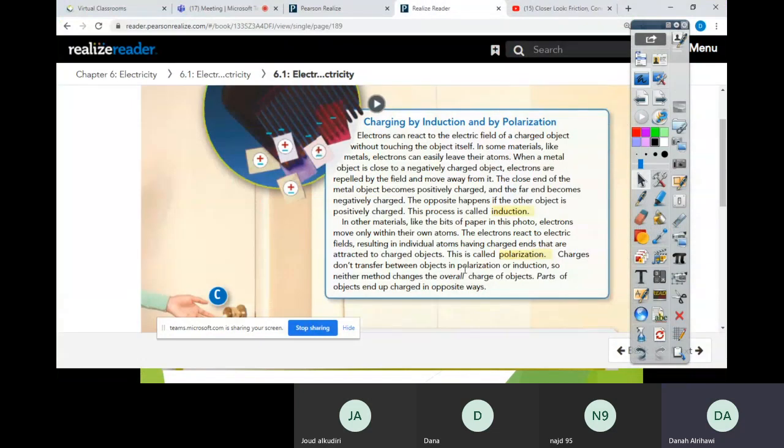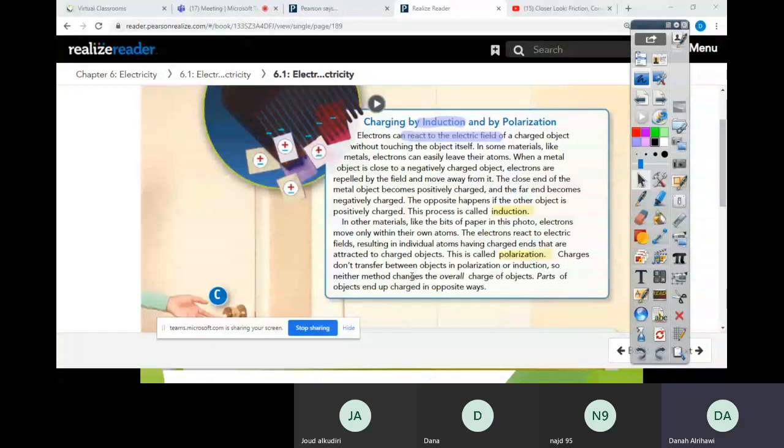Let's open our book, page 163. Now, we highlight this. I want to see this one, yes. Induction, it reacts when it comes to the electric field. Now, what about polarization? Polarization: the electrons react to the electric field, resulting in individual atoms having charge and being attracted to charged objects. This is called polarization.